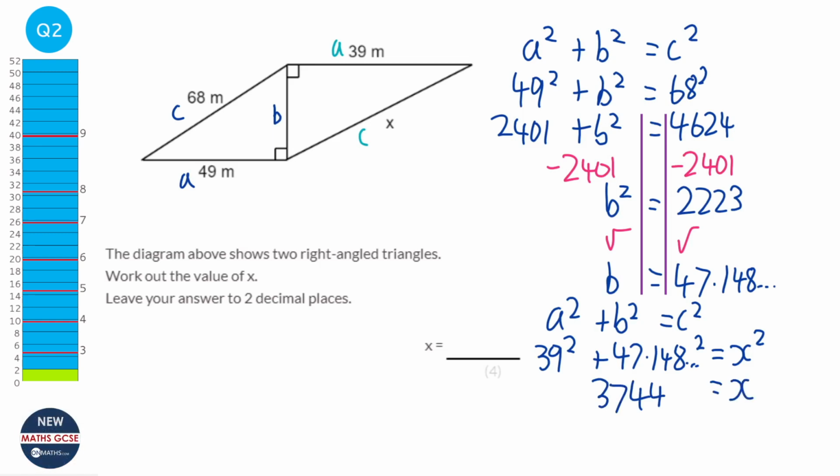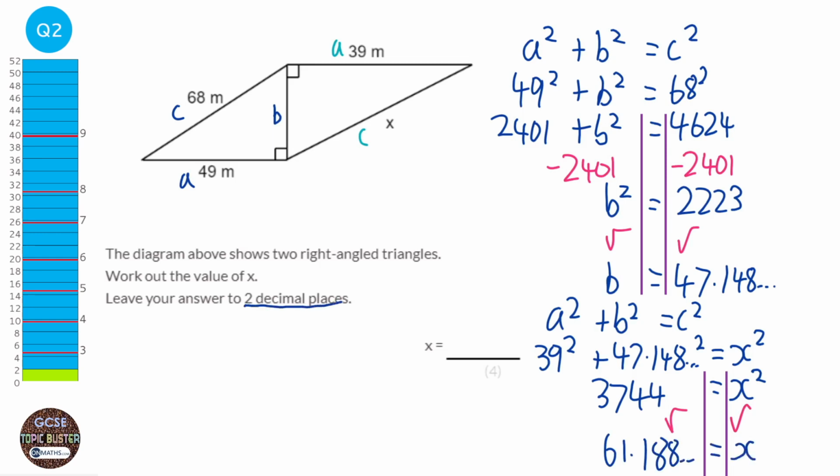equal to x squared, and we'll just get our lines in because we need to square root both sides, and we get 61.188 and so on is equal to x. It says it wants it to 2 decimal places, so that will be 61.19.